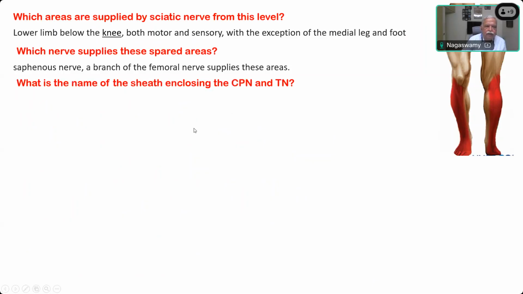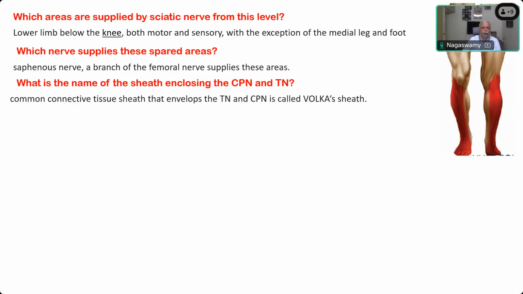Very good. What is the name of the sheath enclosing the CPN and TN? You are supposed to inject the local anesthetic inside the sheath covering the common peroneal and tibial nerve. What is the name of that sheath? Sciatic nerve sheath. By Vidya Madam, anatomist: it's called Vaughn's sheath.